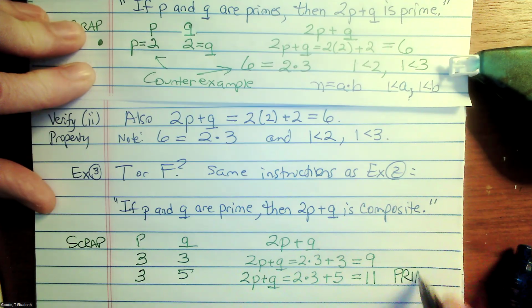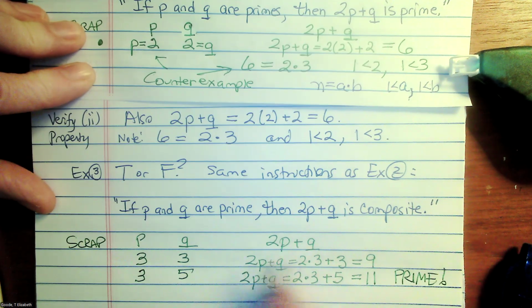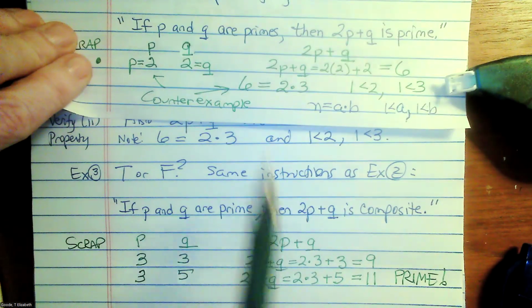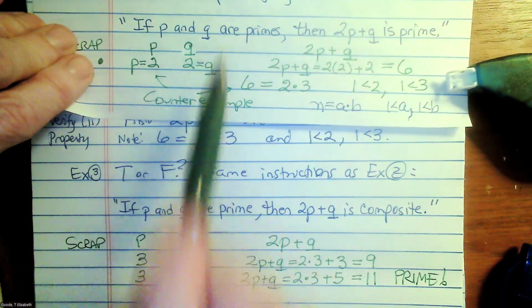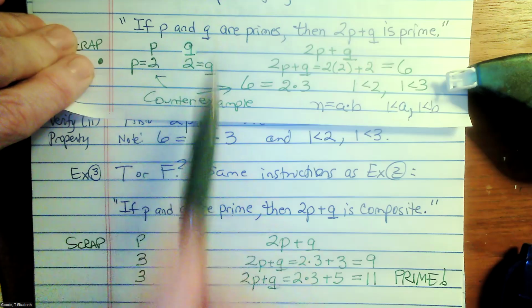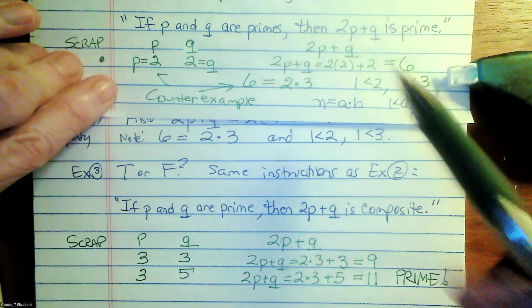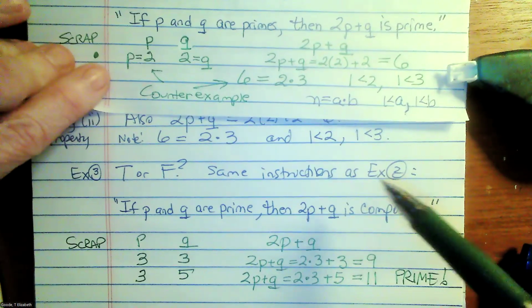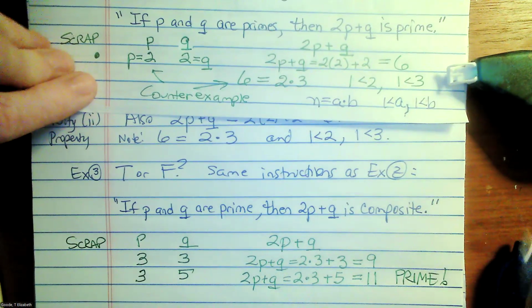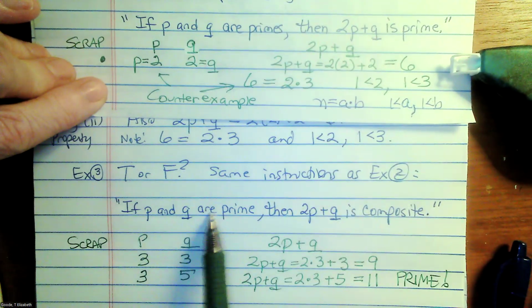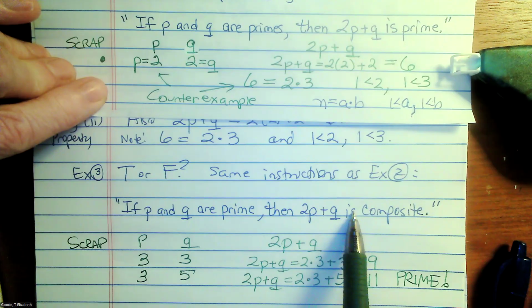So sometimes 2P plus Q is composite, but sometimes it's prime. So neither one of these statements is universally true. They're not negations of each other, because if they were negations of each other, they would have the opposite truth value. They're actually both false statements. Isn't that interesting that they're not negations of each other, even though it kind of looks like they are?